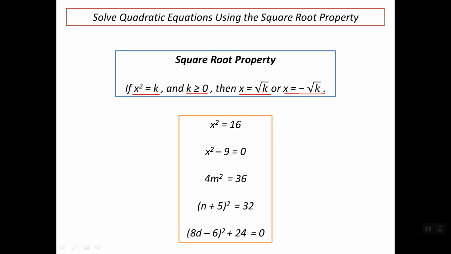I'll talk about these 5 examples. The first one is x squared equal to 16, x squared minus 9 equal to 0, 4m squared equal to 36, (n plus 5) all squared equal to 32, and (8d minus 6) squared plus 24 is equal to 0.